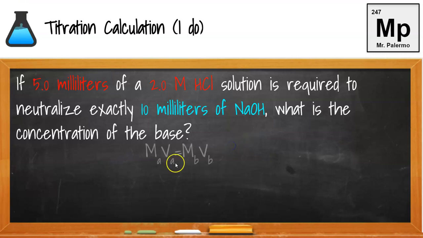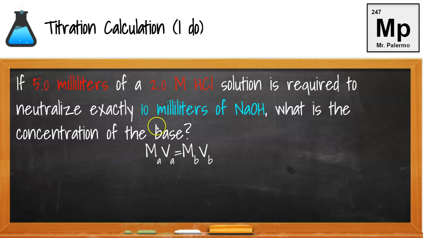So remember, here's our formula, and it's going to be MAVA equals MBVB, where MA is the molarity of the acid, VA is the volume of the acid, MB is the molarity of the base, and VB is the volume of the base. And so we're going to plug in our values. Make sure you use your units so you know you're placing them in the correct place.